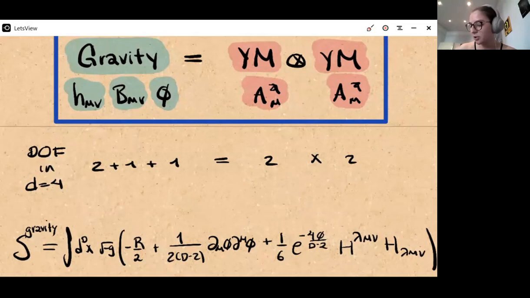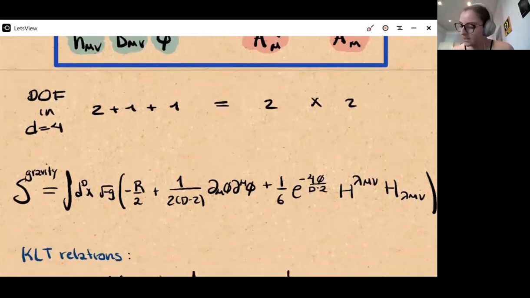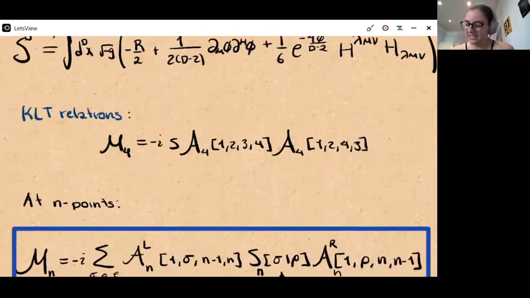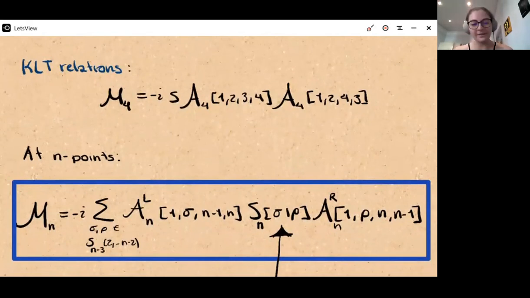Okay, so just so you can see the actual action I'm talking about here for gravity, this is it. This will be the low energy limit of string theory, with our usual Einstein-Hilbert term, our dilaton field, and the field strength for the Kalb-Ramond field. So the explicit relations that I've been talking about in that squaring: at 3 points, as I showed you before, it was simply M3 equal to A3 squared.